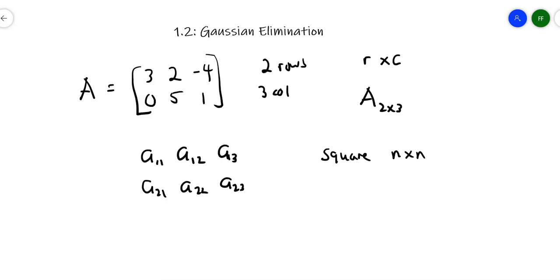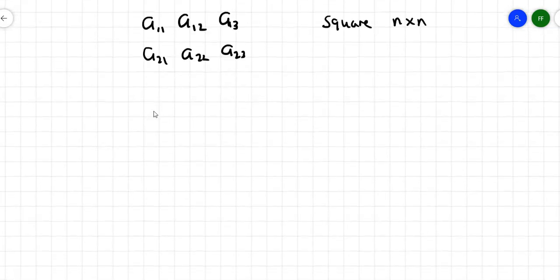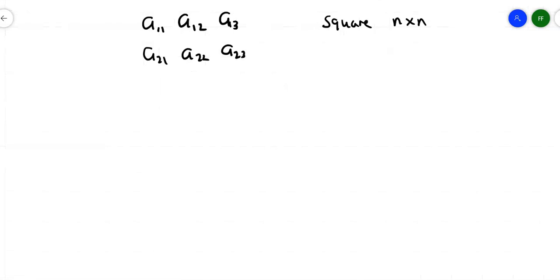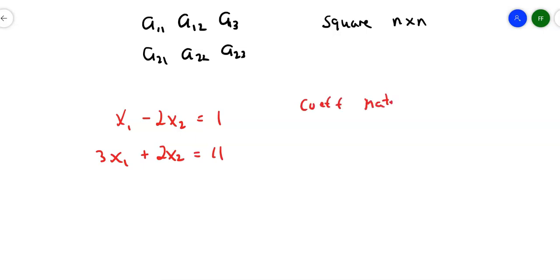So suppose you had a simple system that looked like this. You have x sub 1 minus 2x sub 2 is equal to 1, and you've got 3x sub 1 plus 2x sub 2 equals 11. From that, you can write what we call the coefficient matrix. The coefficient matrix is, well, just what it sounds like. It's a matrix full of coefficients. So in the first row, the coefficients are 1 and -2. In the second row, the coefficients are 3 and 2. Okay, so there's my coefficient matrix.